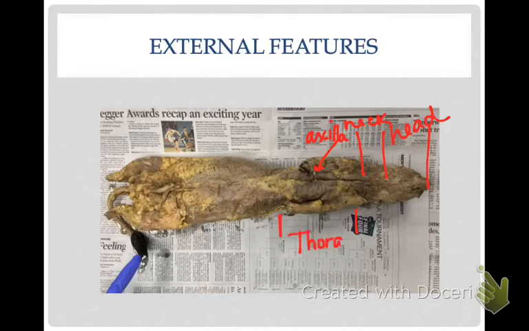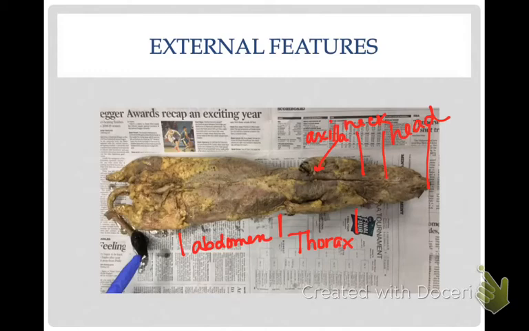The thorax holds our lungs and our heart. And then the next area is going to be the abdomen. And that goes down to here. So we have the abdomen like so. So those are the portions of the mink.